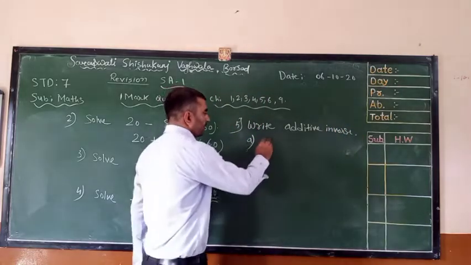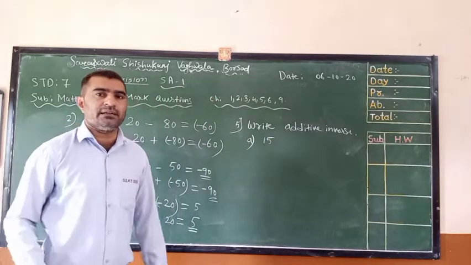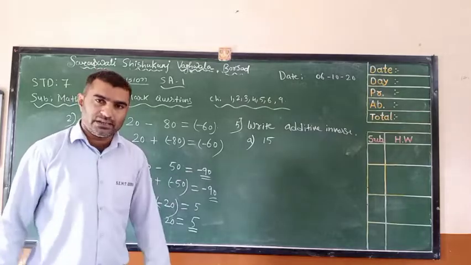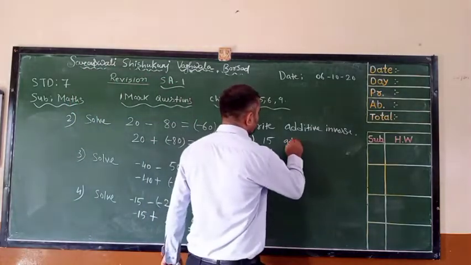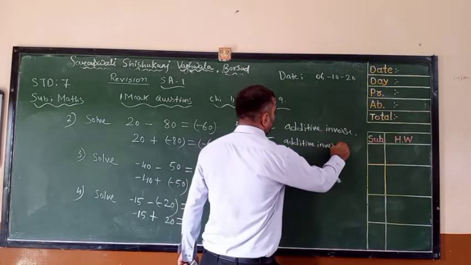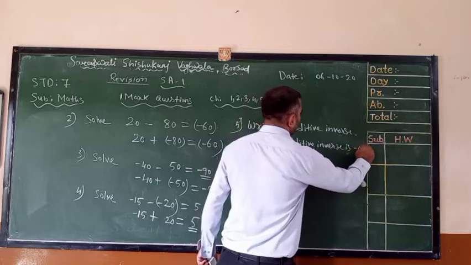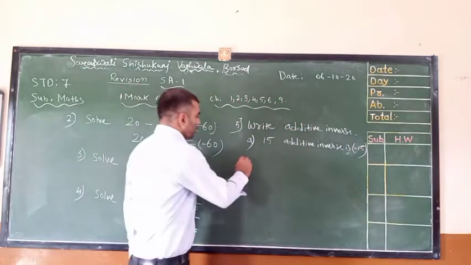Additive inverse of 15. See, for the additive inverse, we have to just change the sign. If it is positive, the additive inverse will be negative. The additive inverse of 15 will be minus 15.